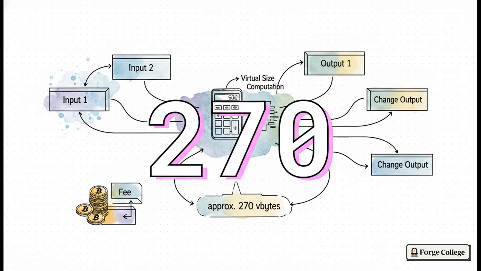Let's assume we called our counterparty and successfully negotiated a slightly smaller send amount to account for the miner's fee. We compute our virtual size using those 2 inputs and our single output, and crunching the numbers, it comes out to roughly 270 vbytes. Boom! We've kept our footprint incredibly small and preserved our UTXO hygiene.